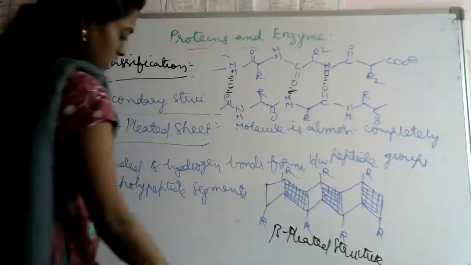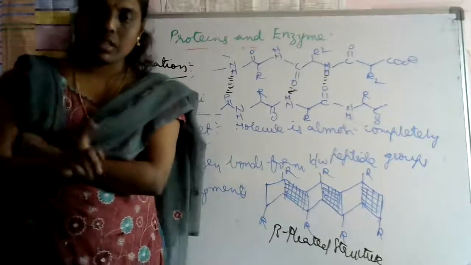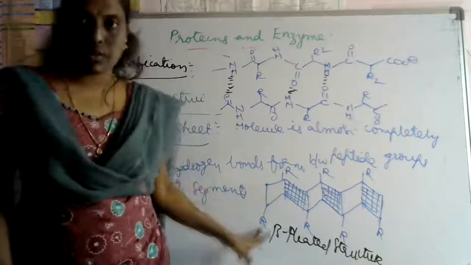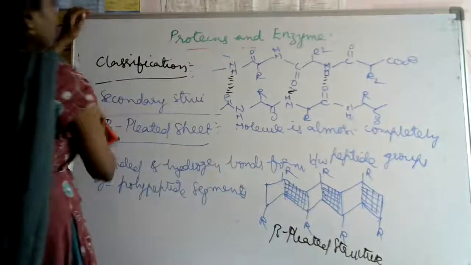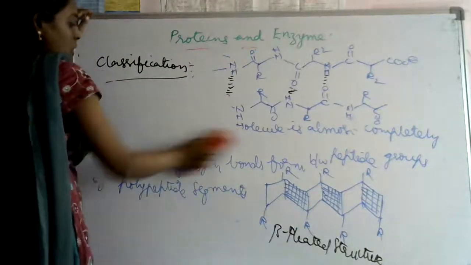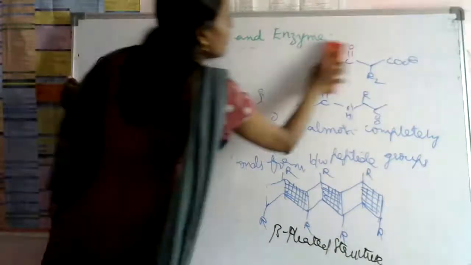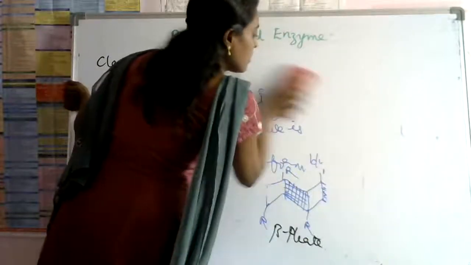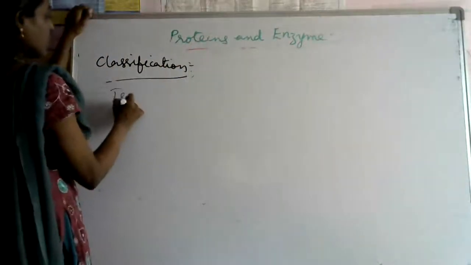So next one, triple helix. First, in alpha only one chain will be there. In this, two chains will be there. Let's see the tertiary, triple helix will be there. The secondary structure is divided into three types, which are alpha and the beta pleated sheet. So next one is triple helix.